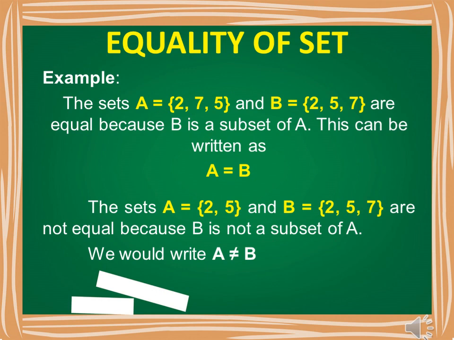Another example is this one, the sets A and B, in which A has elements 2 and 5 and set B has elements 2, 5, 7. They are not equal because B is not a subset of A. So we could write it as A not equal to B. As you can see, A has 2 elements only while B has 3 elements. So these two sets are not equal.